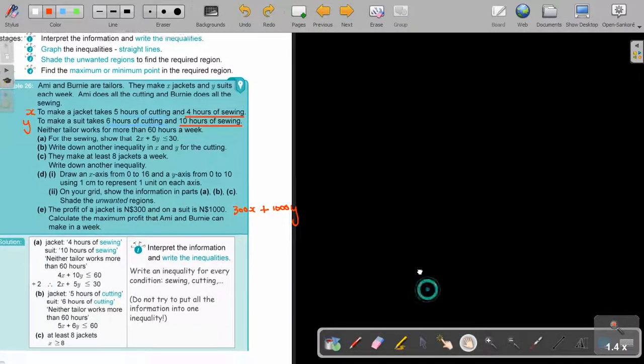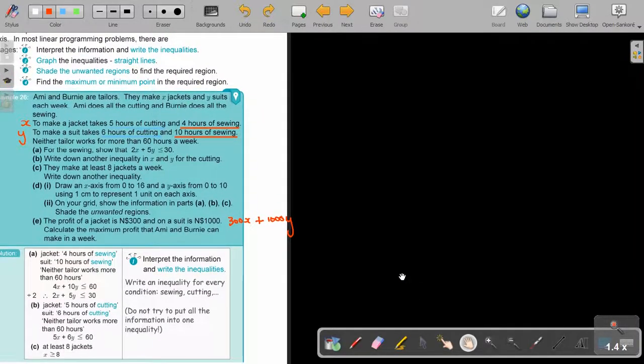Okay, so if I look at this, now I will start. Oh, I forgot. They make at least 8 jackets a week. Now, jackets was just X, so you have an inequality just with an X. At least means bigger or equal. So X will be bigger than or equal to 8. So there's your other inequality. This will be your inequality 1. This will be your inequality 2. This will be your inequality 3. And I'm going to draw now the 3 straight lines, and I'm going to shade the unwanted.